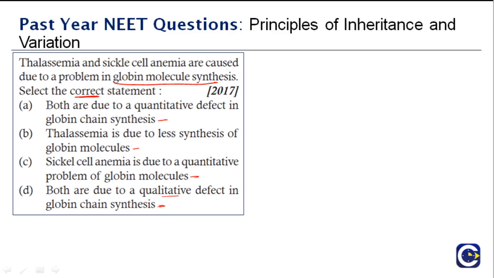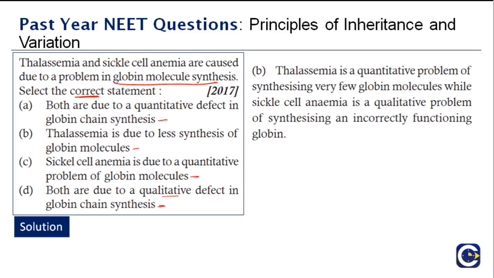So what is the right answer here about thalassemia and sickle cell anemia? The right answer here is B. Thalassemia is due to less synthesis of globin molecules. Thalassemia is a quantitative problem of synthesizing very few globin molecules, while sickle cell anemia is a qualitative problem of synthesizing an incorrectly functioning globin.